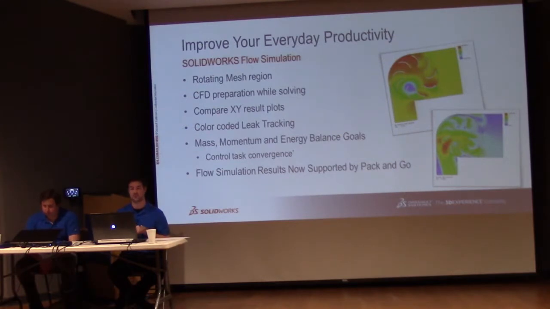The leak tracking tool, for any that have used flow simulation, was a nice enhancement in 2012, allowing us for internal studies to find where we had gaps in our geometry. They now have color-coded this. In the past it would show a line from an internal face to an outside face where that gap would occur, but now it colors it red and green, so where it goes red to green is actually where your gap is, so you can go and fix the model. There's a few new goals: mass, momentum, and energy balance goals for our solver convergence.